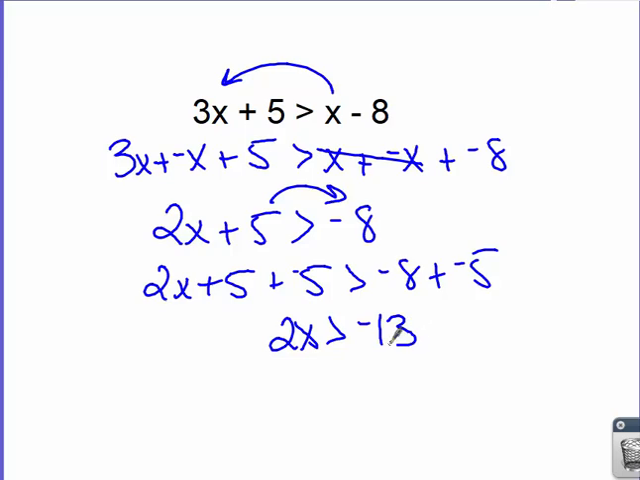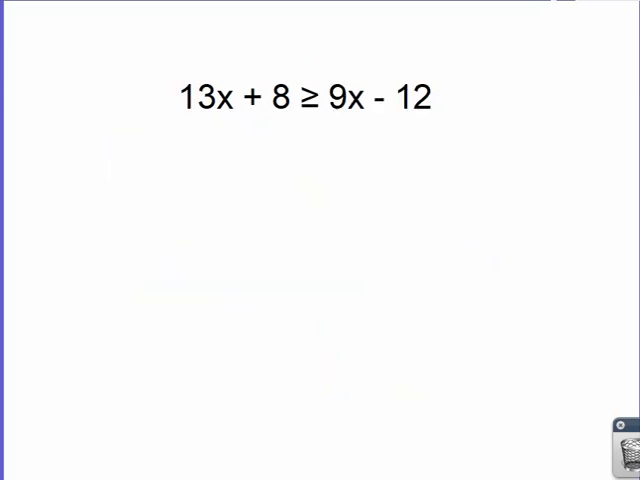Now I don't want to know about 2x, so I divide by 2, and x is greater than negative 6.5. And again, sometimes the answers will not come out nice. And that's how you solve multi-step inequalities. Okay, so if you'll notice, every single step was exactly the same as what we did with equations. So let's look at 2 more questions and then we'll be done with the video.